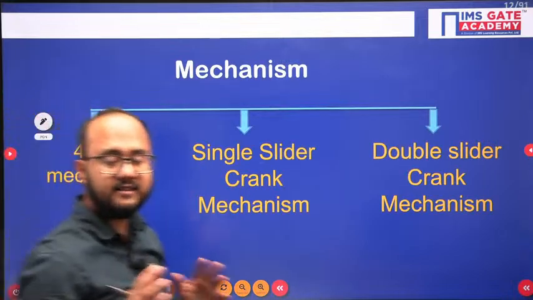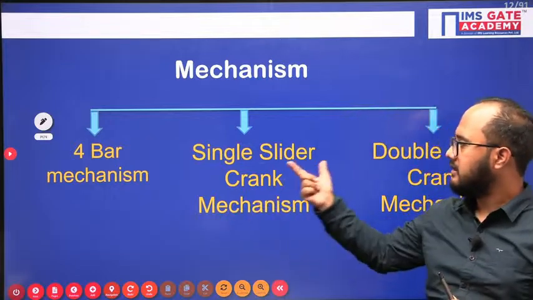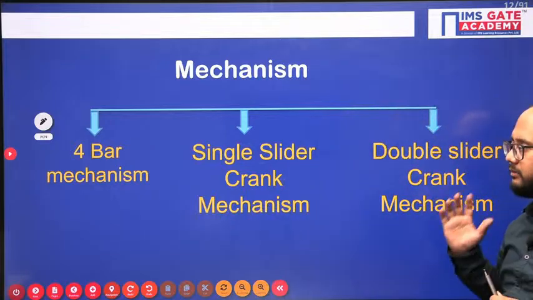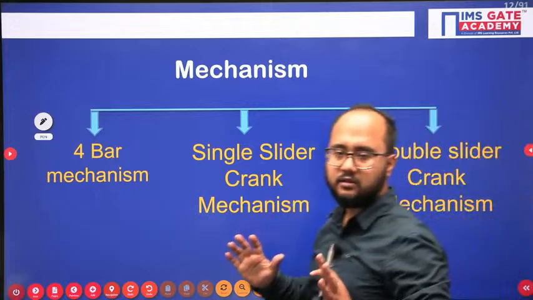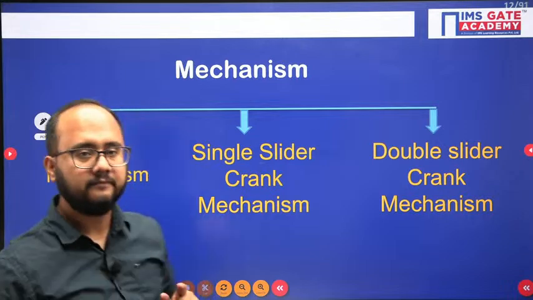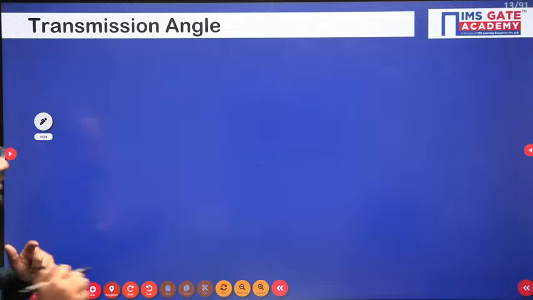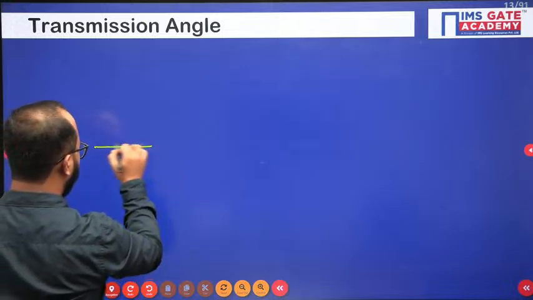Mechanism. See, in our syllabus of simple mechanism, we will have three kinds of mechanisms: 4-bar, single slider crank mechanism, double slider crank mechanism. This is what our syllabus of theory of machines has, if I talk about the simple mechanism chapter. Right? Now, this transmission angle. Now, what is this transmission angle? We will quickly discuss this part also.